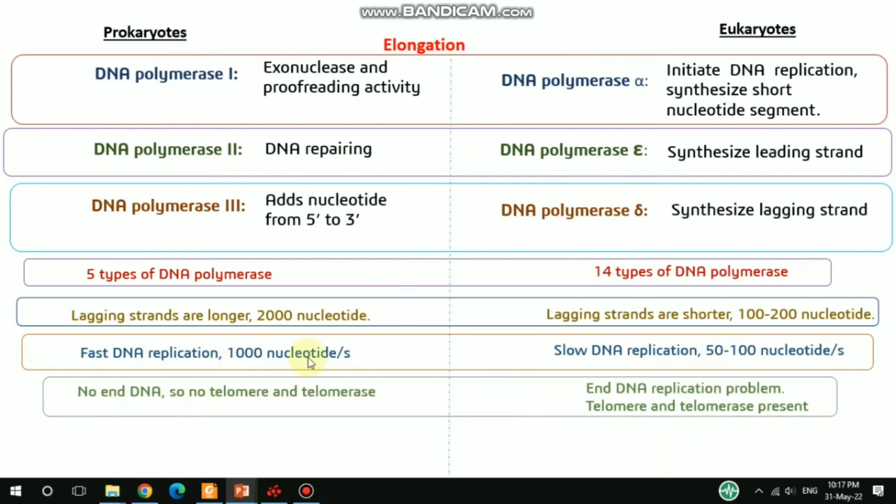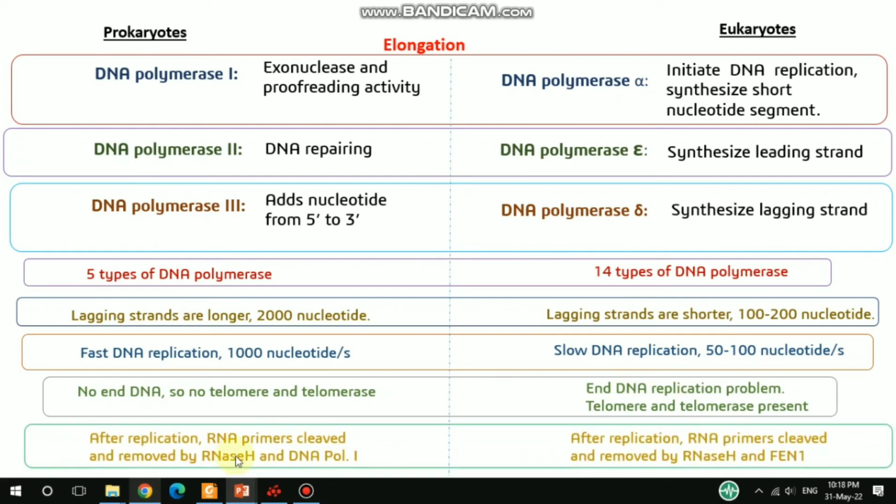Prokaryotic DNA is circular, so it has no ends. So there is no end DNA replication problem, and there is no telomere and telomerase. Whereas eukaryotic DNA is long and not circular, it is linear. So there is an end DNA replication problem, and telomeres and telomerase are present. So prokaryotic DNA replication is very simple, but eukaryotic DNA replication is much more complicated.